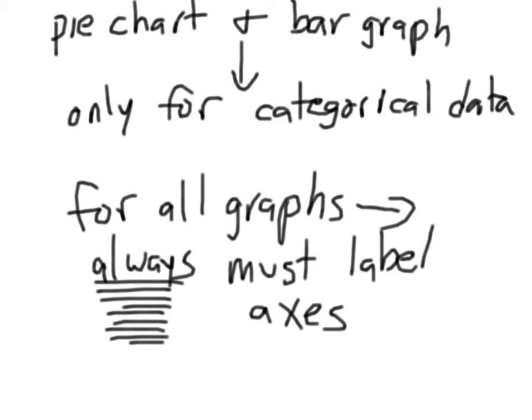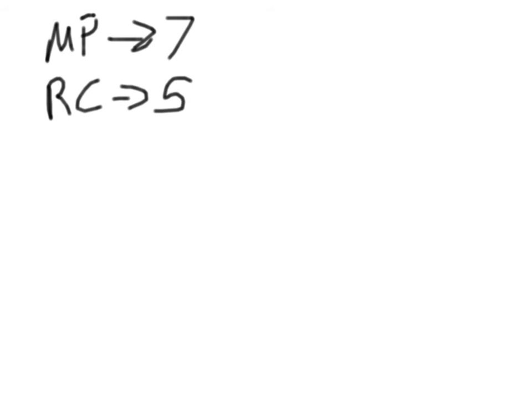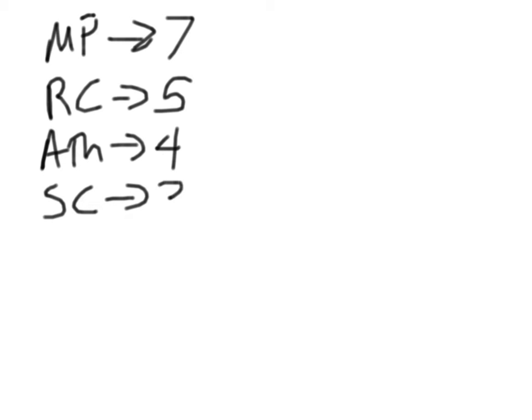So let's make up some categorical data and make a pie chart and a bar graph for that. The categorical data I'm going to use is for a fictitious class: the city you live in, city of residence. Let's say in that class, Menlo Park is the hometown for 7 people. Redwood City is the hometown for 5 people. Atherton is the hometown for 4 people. San Carlos is the hometown for 3 people. And you've got 1 person living out there in Half Moon Bay.